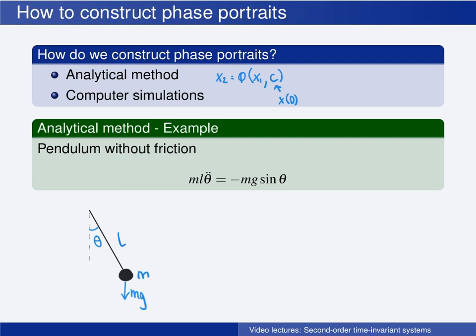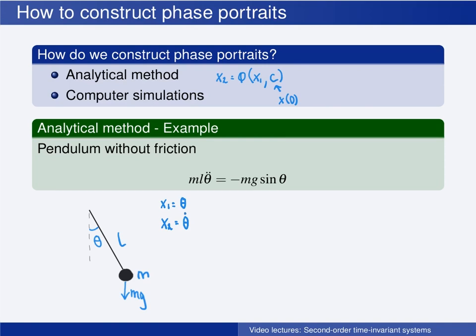Newton's second law of motion then gives that the behavior of the pendulum is described by this equation. For more details about modeling, you can have a look at section 1.2.1 in the book of Khalil. To obtain a state model for the pendulum, we first have to choose the states, and a natural choice here is x1 being equal to theta, the angle, and x2 being equal to the angular velocity, theta dot.